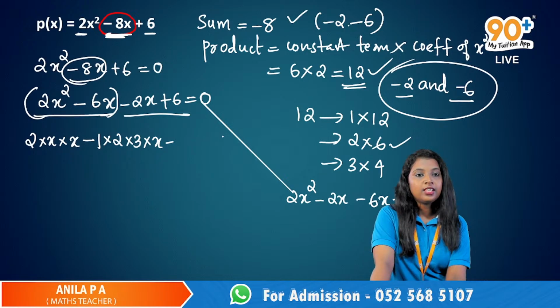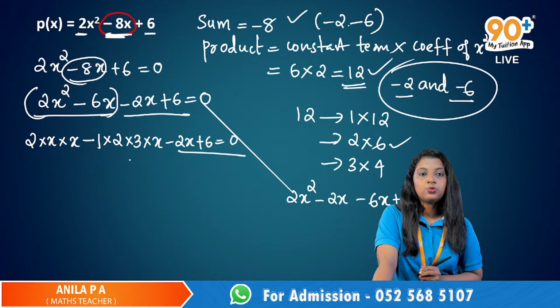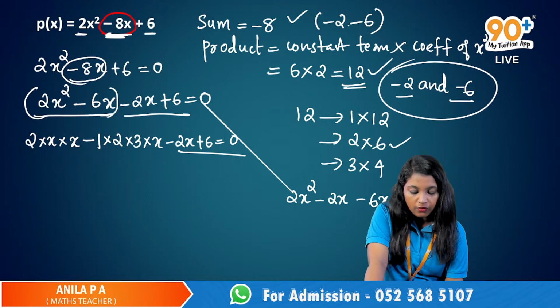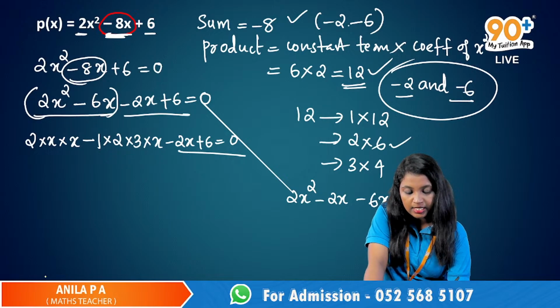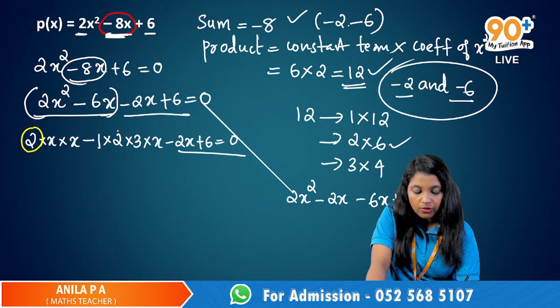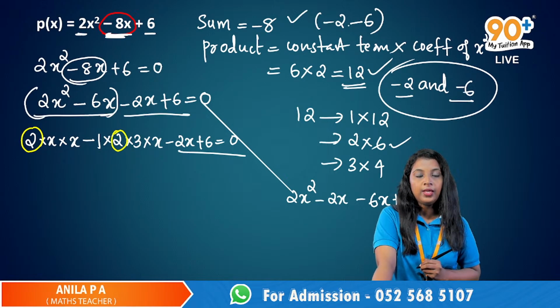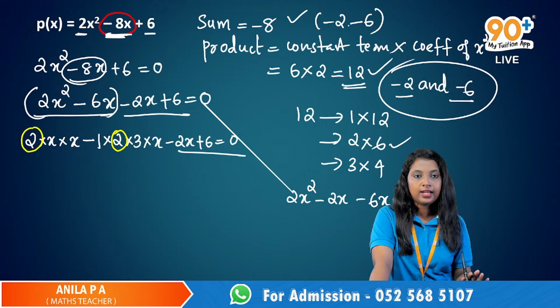We will deal with this negative 2x plus 6 later. First, let's consider the first two terms. Now we have to look for the common factors in the first two terms. See, here in the first term we have a 2, and here also we have a 2. So 2 is common. In both terms we have 2, means 2 is common there.